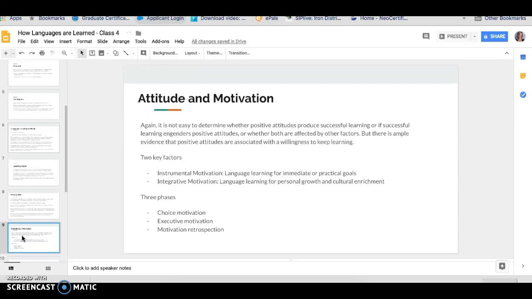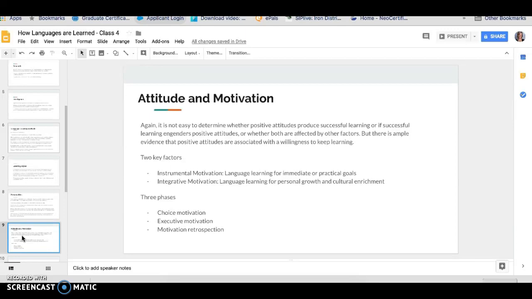So instrumental motivation is that they're learning for immediate or practical goals. And what we call integrative motivation is they're learning for personal growth or for cultural enrichment, friends or family, something like that. So those are two really big factors in attitude and motivation.